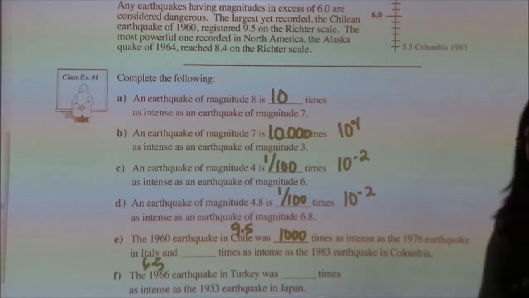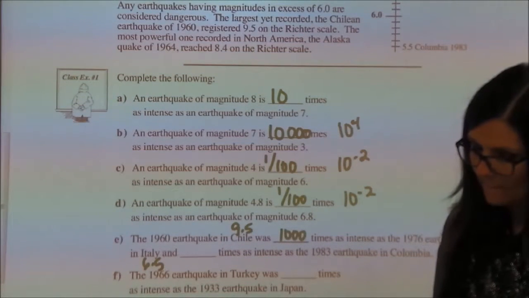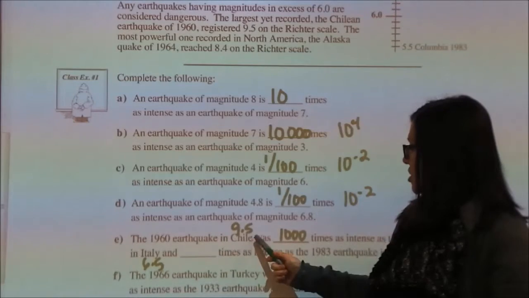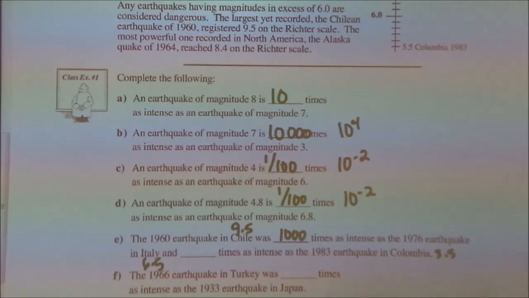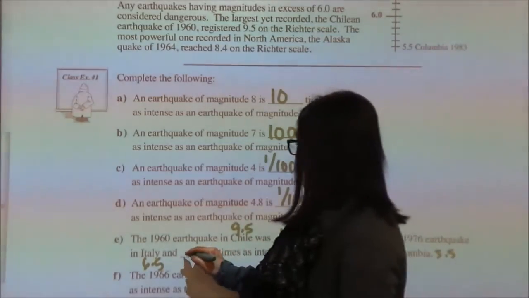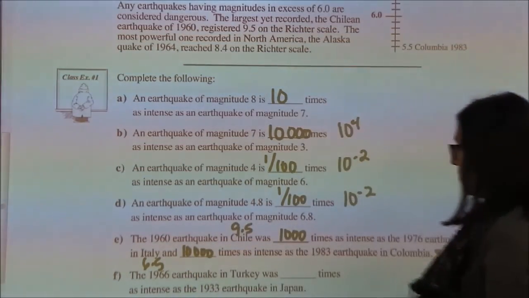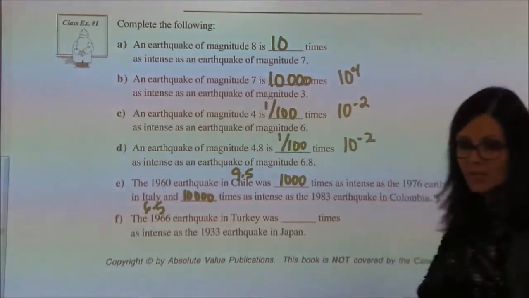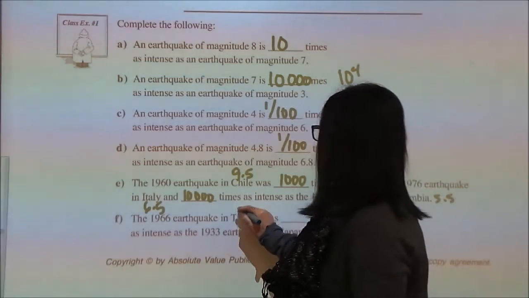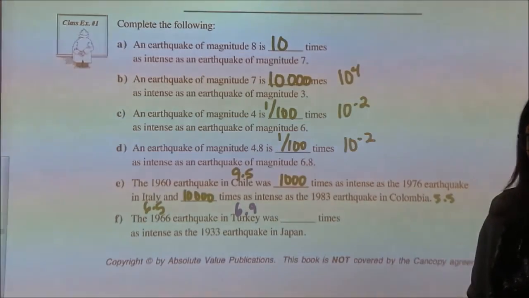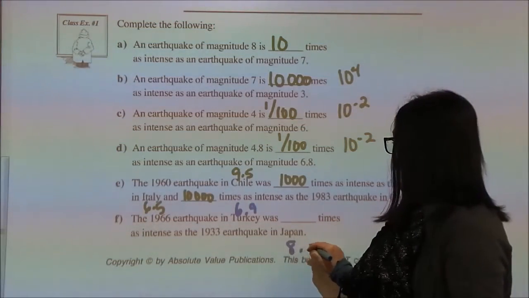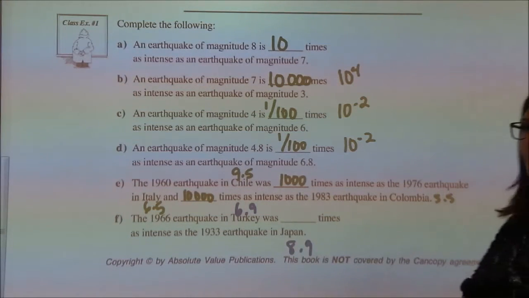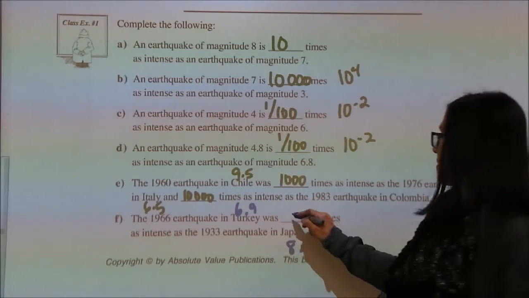And then in 1983, there was an earthquake in Colombia. What was its magnitude? 5.5. So the earthquake in Chile was how many times as intense as the one in Colombia? 10,000, 10 to the 4. In 1966, there was an earthquake in Turkey which had a magnitude of 6.9, and then there was one in 1933 in Japan that was 8.9. How many times as intense was the Turkey earthquake as the Japan one? 1/100. Good.